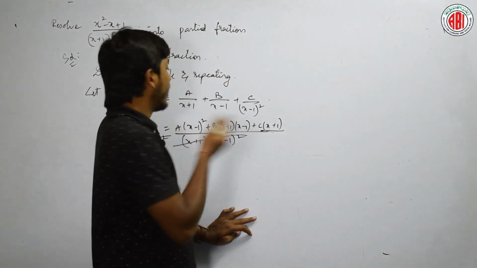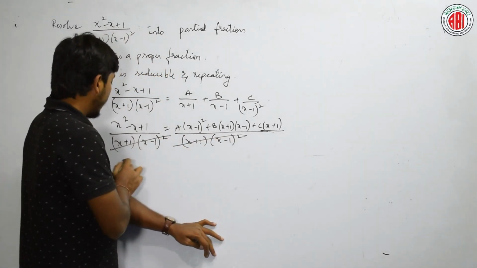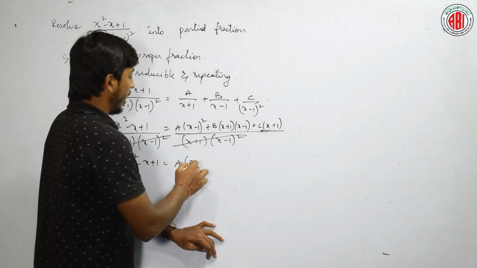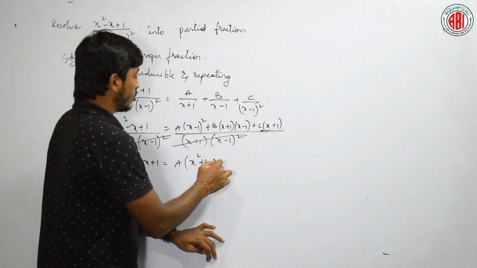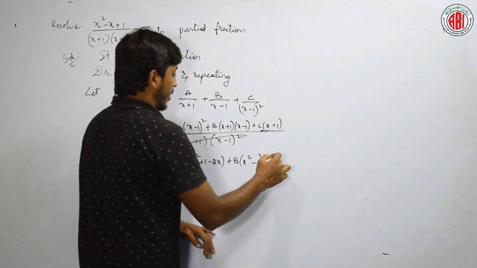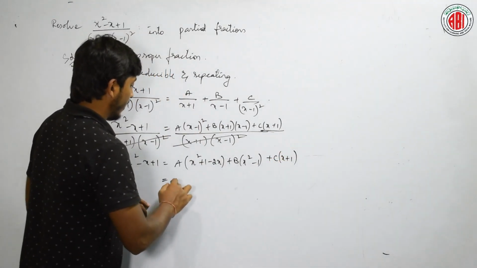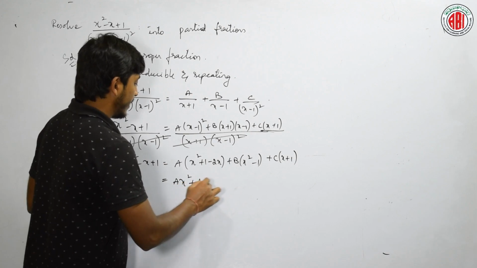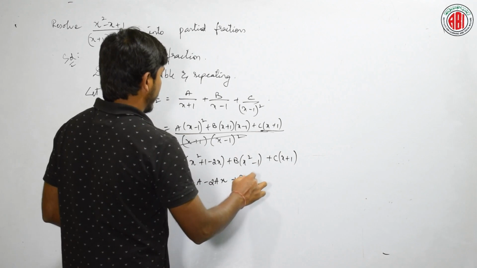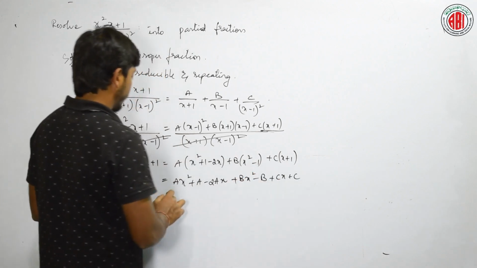Yes. So, again let us simplify the numerator. What do we get? x square minus x plus 1 is equal to a into (x square plus 1 minus 2x) plus b into (x square minus 1) plus c into (x plus 1). Let us simplify this. What do we get? a x square plus a minus 2a x plus b x square minus b plus c x plus c.